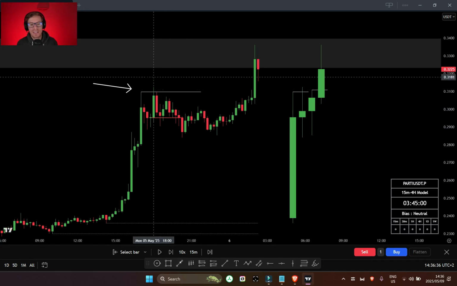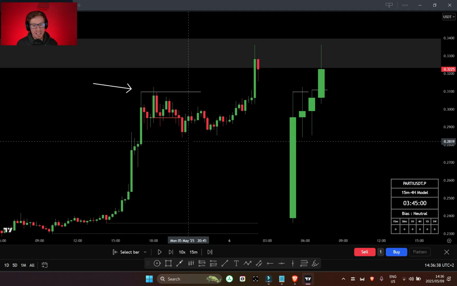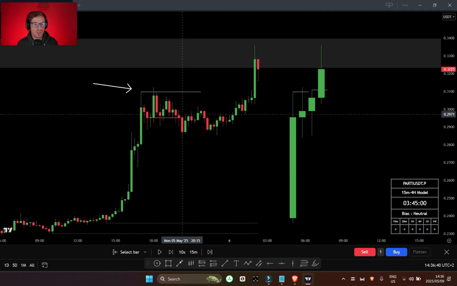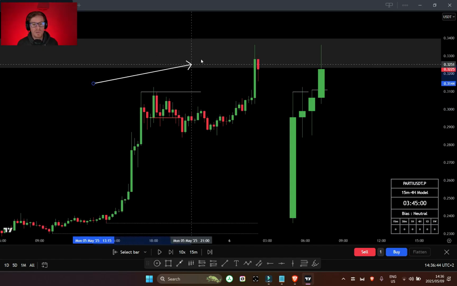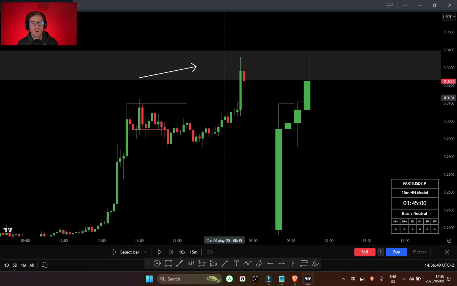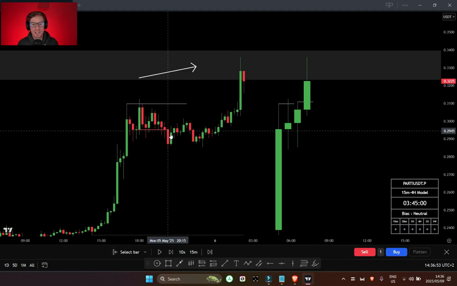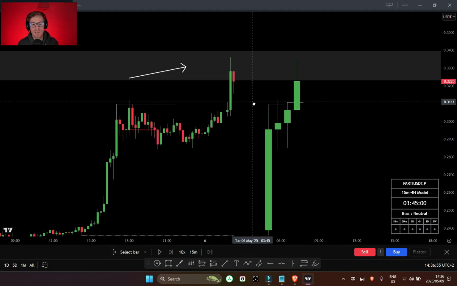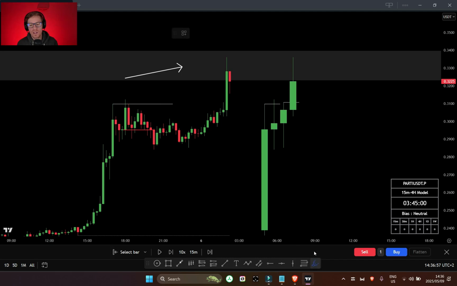But the only thing is this did not happen at a key level. So we could have taken this and it could have worked out, but it wouldn't have been an A+ setup. We always want to look for price to come to a key level, being this higher time frame fair value gap or a higher time frame high or low point in the charts. So you can see price comes to this higher time frame fair value gap, and now we want to look for a swing being developed.